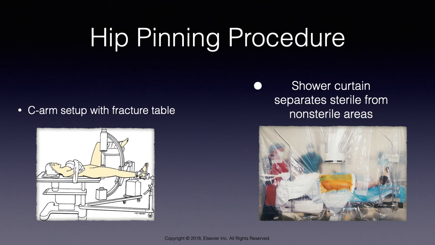On the right hand side, if you look closely, you can see the plastic that is from the top of the image down to the bottom of the image. That is what's called a shower curtain. It separates the sterile field from non-sterile areas, and this way you can use the C-arm without having to drape it.